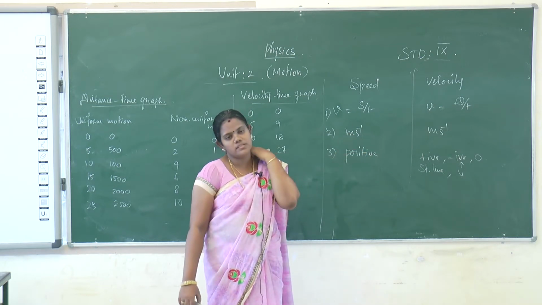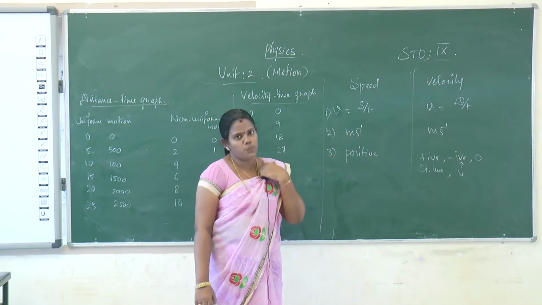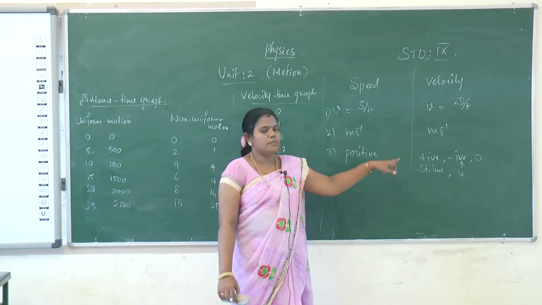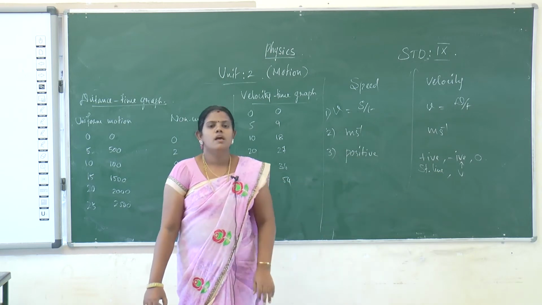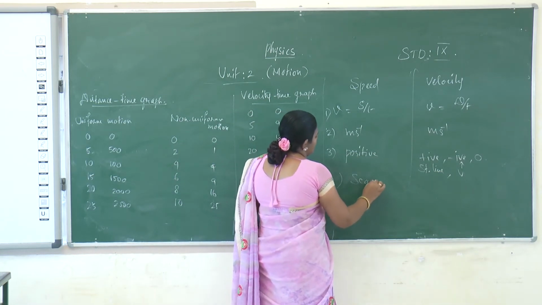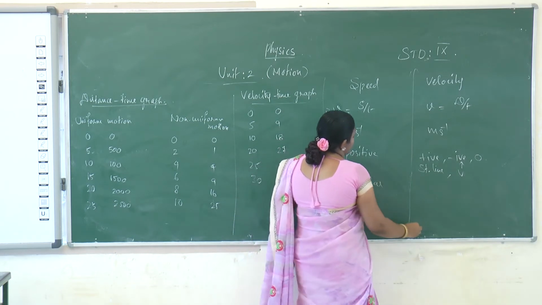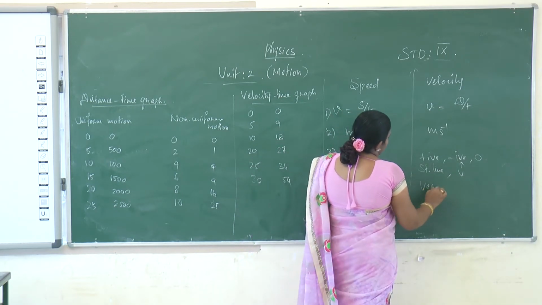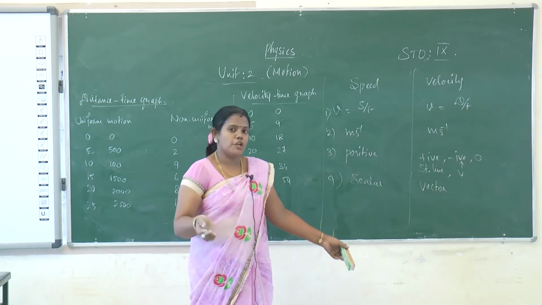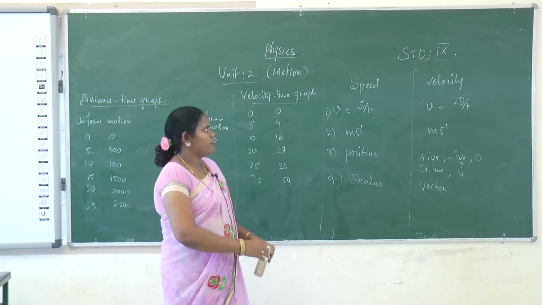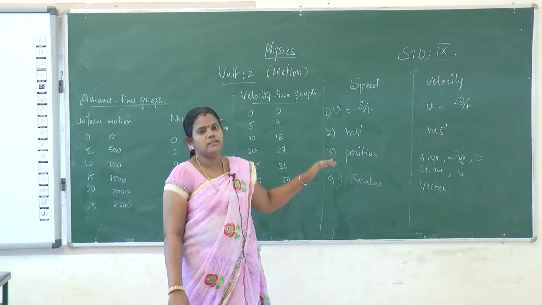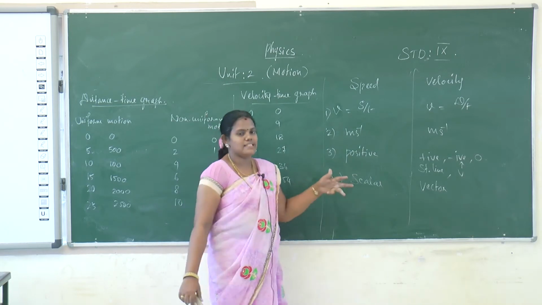What are the values of speed? Positive only, because the object is moving in a positive direction, but velocity can be positive, negative and 0. Another point is that speed is a scalar quantity, because it possesses magnitude only, but velocity is a vector quantity, it possesses magnitude and direction also. So these are the differences between speed and velocity. You must learn this, it is a very important question.